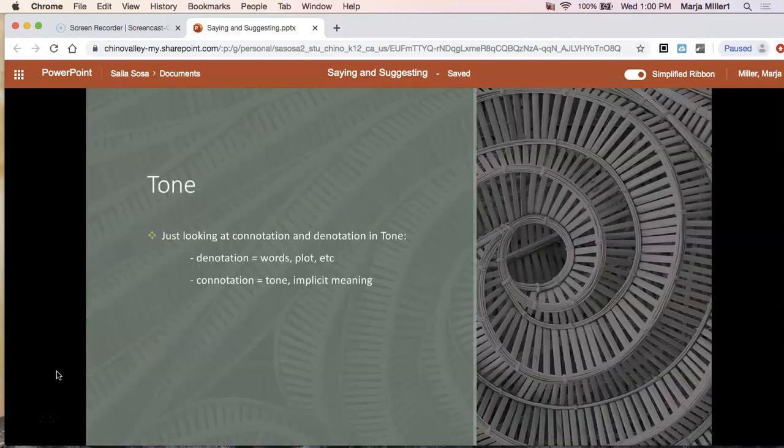So, tone. Basic things you need to know for tone. When you're just looking at the tone of a work, the denotation would be like the words, the plot, etc., like what's happening. And that's what you can see is all that's there in scientific writing or elementary writing. But especially in poetry, the connotation, or the implicit meaning, is what's going to give the work tone and express the author's opinion.